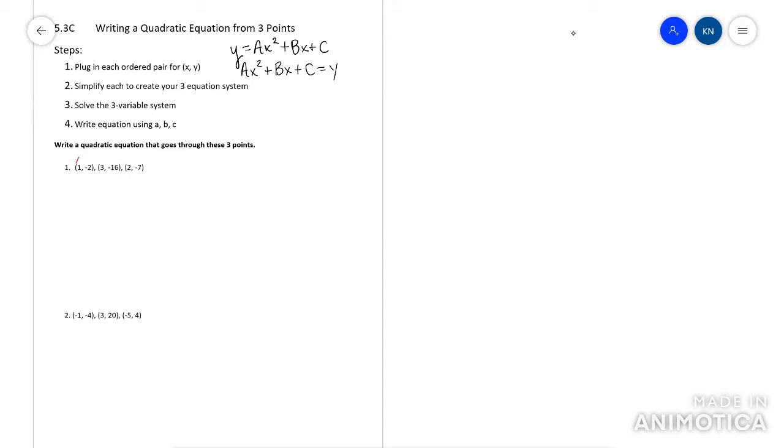Basically, you have x's and y's as coordinates. You can plug them in for your x's and y's in these equations. So here's what I mean. X value of 1 makes it, I'm going to do it off to the side here, 1 squared times a plus b times that 1 plus c equals y value -2, just from this coordinate right here.